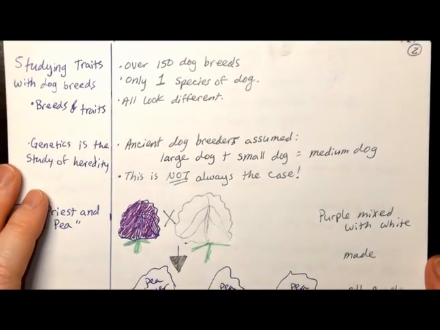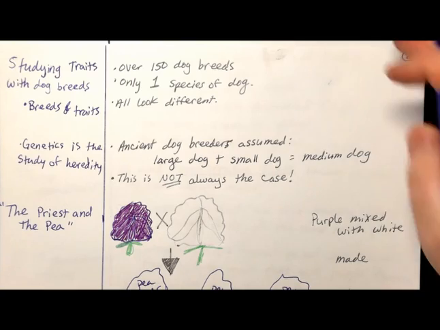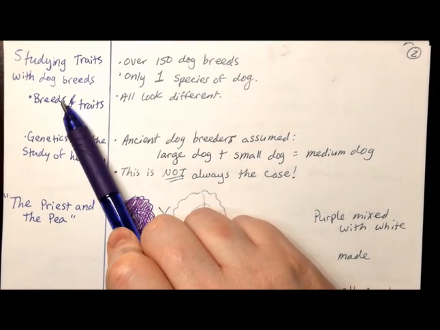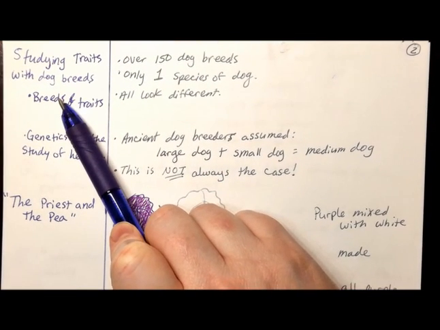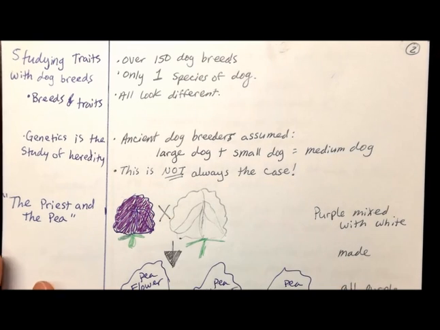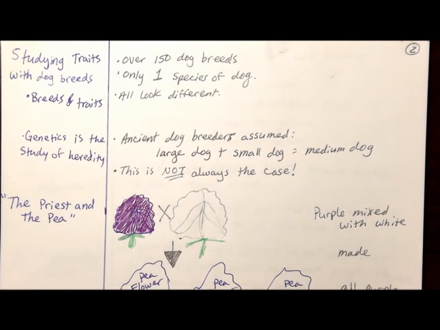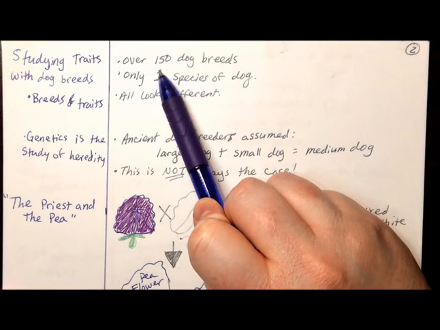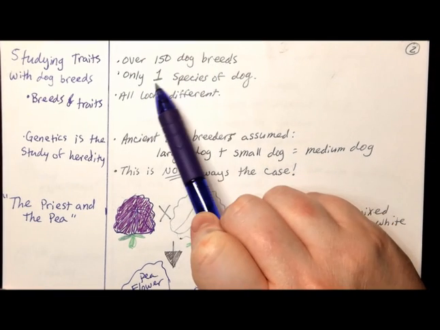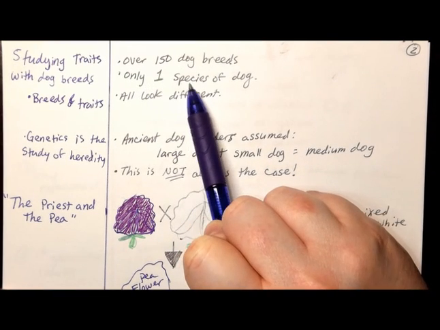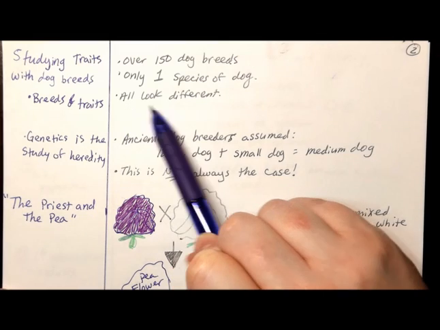All right, page 2. The textbook talks about studying traits, and it thinks about looking at breeds of dogs. A breed of dog would be like a Chihuahua, or a Great Dane, or a Lab, or a Pug. Those are all breeds of dog. There are over 150 dog breeds, but they're all the same one species, even though all of them look different.